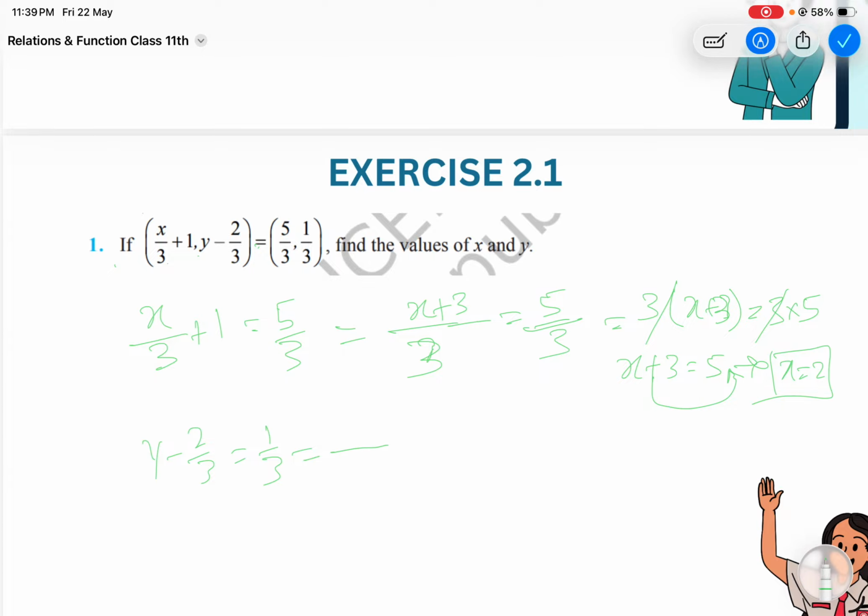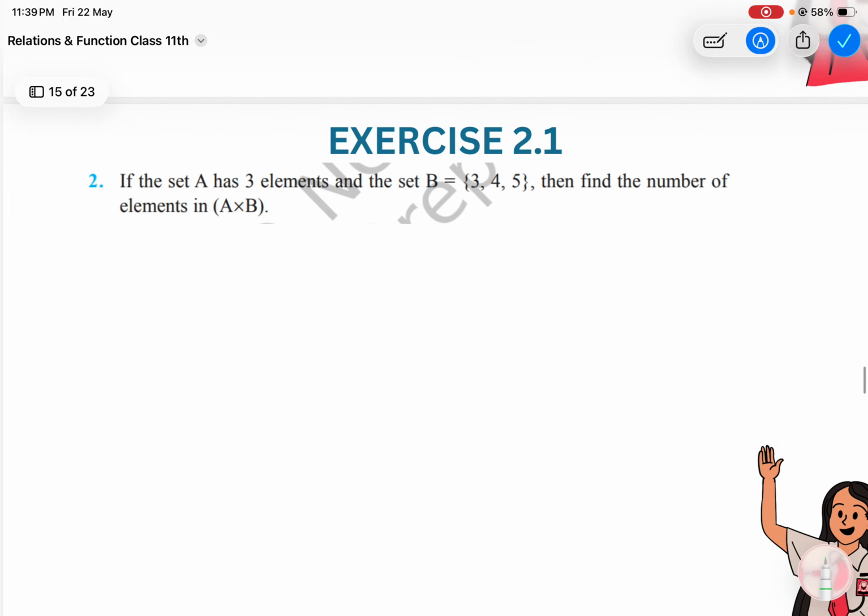Now here (y − 2)/3 equal to 1/3. If we do the cross here, this is going to be in product of this, so we can cancel 3 and 3. Now we have 3y minus 2 equal to 1. It means 3y equal to 3, so y equal to 1. Okay, I hope this answer is correct, because I haven't seen the answer.